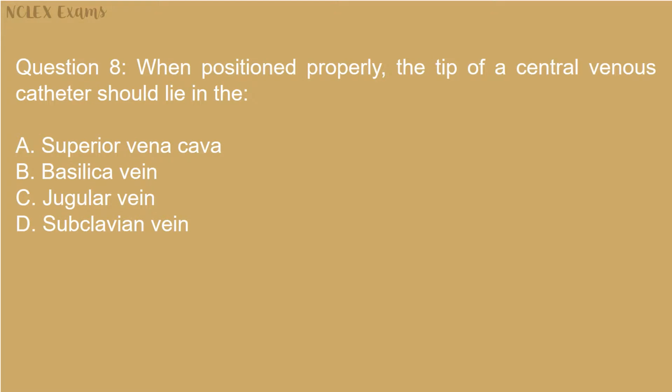Question 8. When positioned properly, the tip of a central venous catheter should lie in the A. Superior vena cava. B. Basilica vein. C. Jugular vein. D. Subclavian vein.